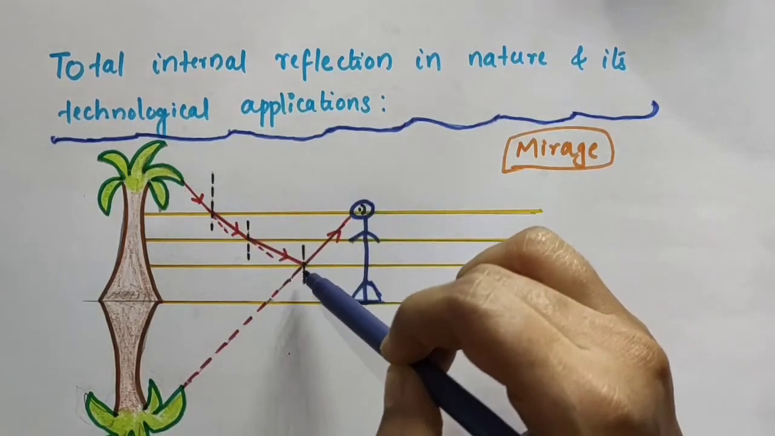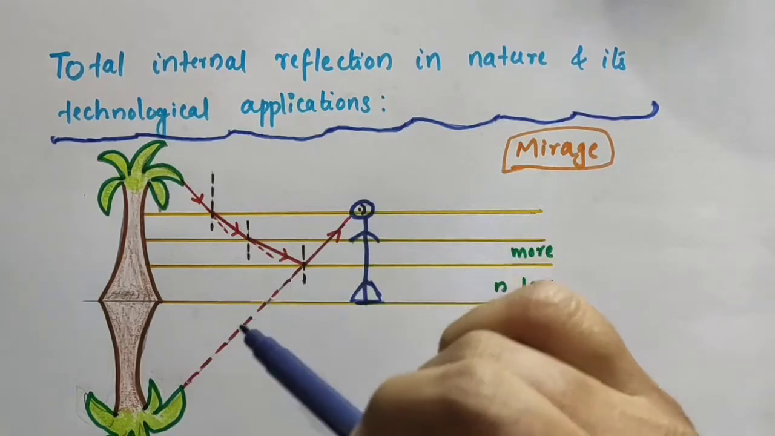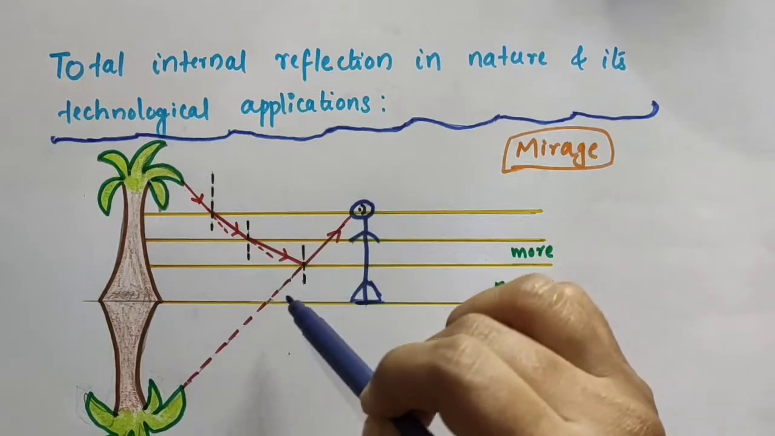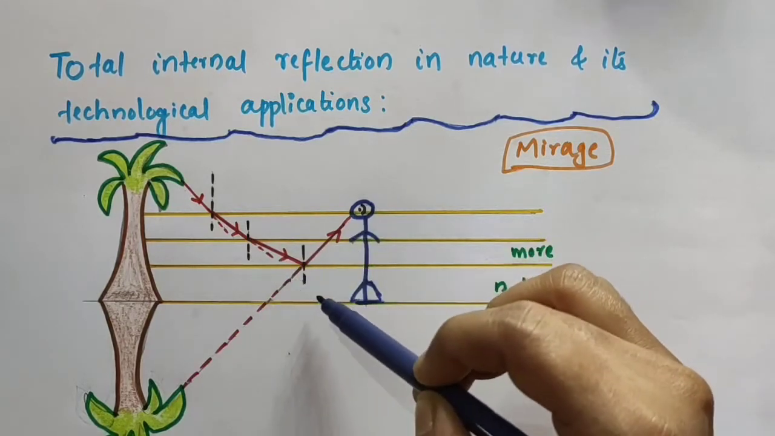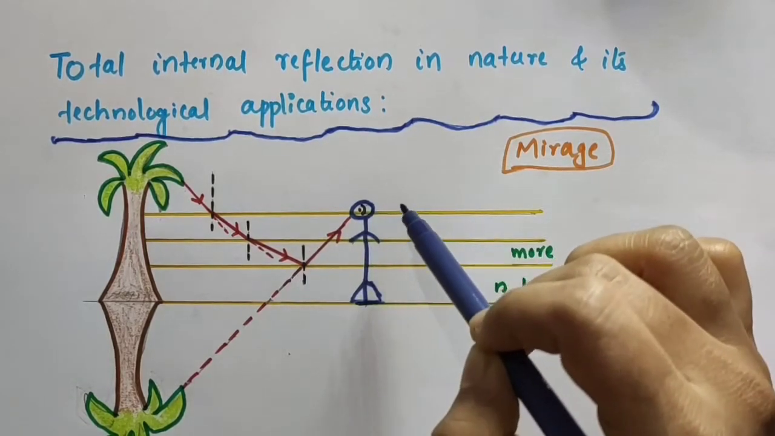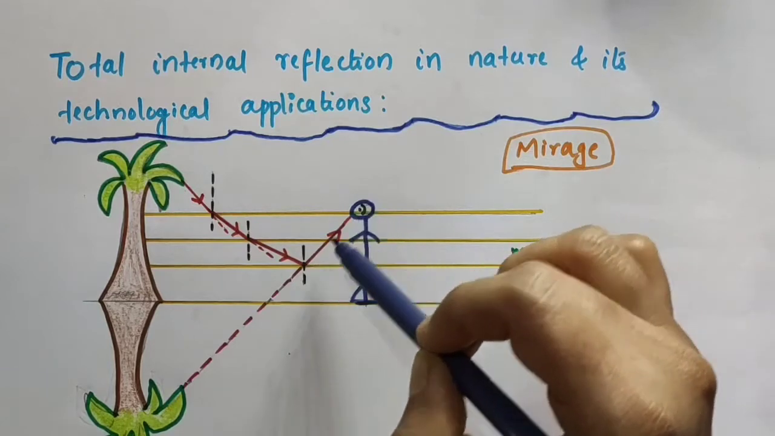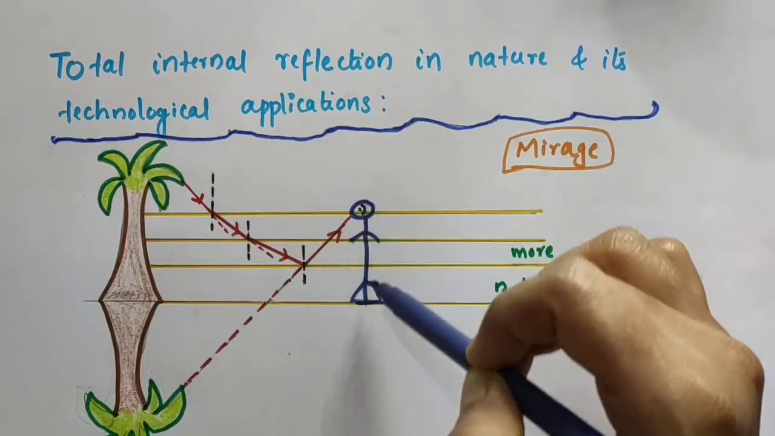But when it reaches here, when the angle of incidence for the air near the ground exceeds the critical angle, what happens? This ray will not pass into this layer. The ray will be completely reflected back into the same medium. So this is the ray which will enter the eyes of this person.